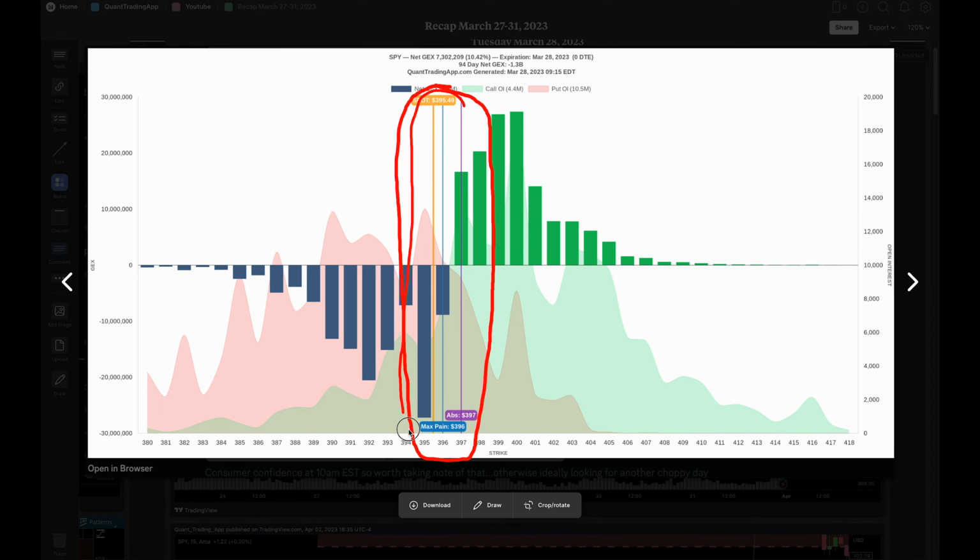All of these three things lining up pretty tightly. We also have this key gamma level right here, and then we have these key gamma levels right here. And again, the spot price is right in between. So essentially, I'm thinking it's just going to ping pong around this level, at least for the morning session.